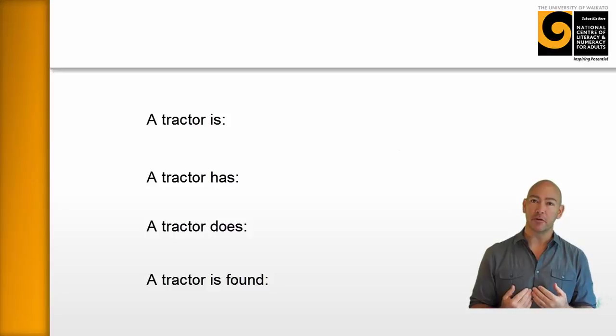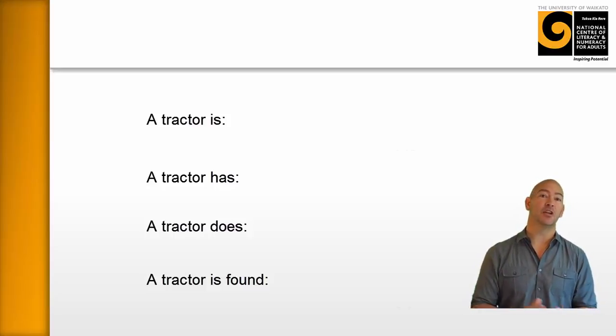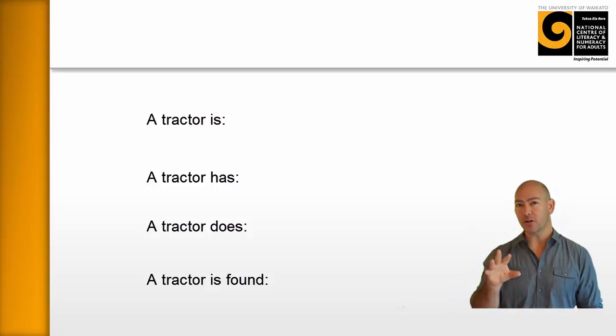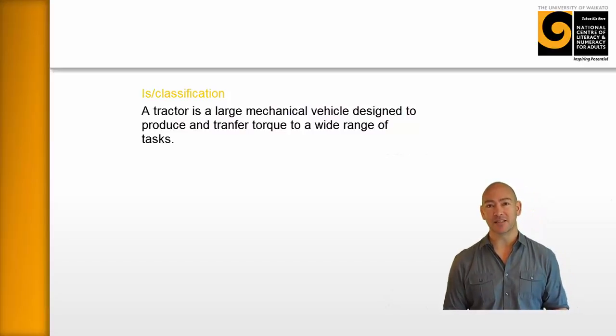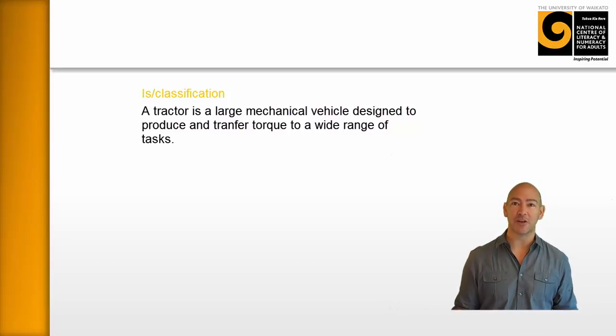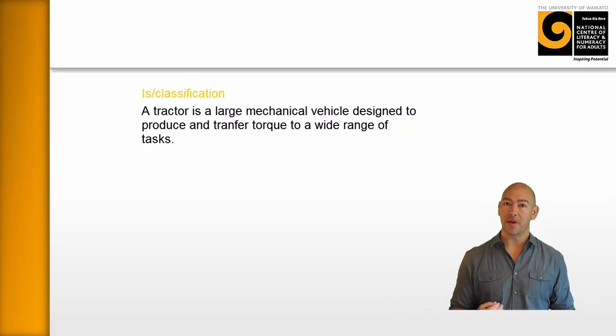Most of the groups that I've worked with have quite low literacy levels, so one sentence is sufficient at this point. So the idea is they look at those words and they have to create a sentence. Now I have a sentence here that some students wrote in class based on the concept map. A tractor is a large mechanical vehicle designed to produce and transfer torque to a wide range of tasks. Now that's a pretty complex sentence. There's a learner in that group obviously who knows about torque and so on, but however some sentences will be really simple, and that's okay.